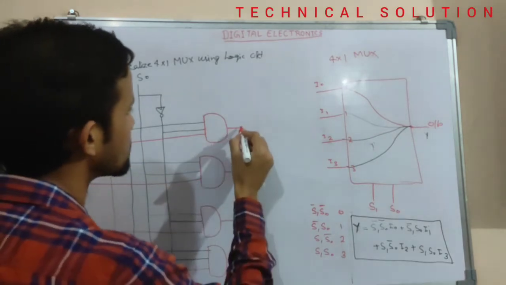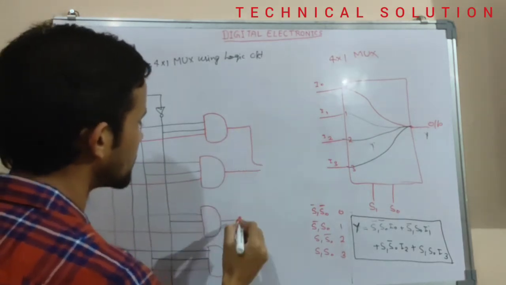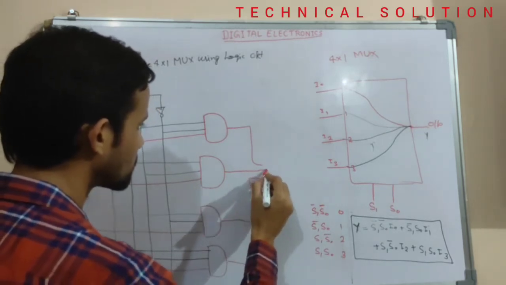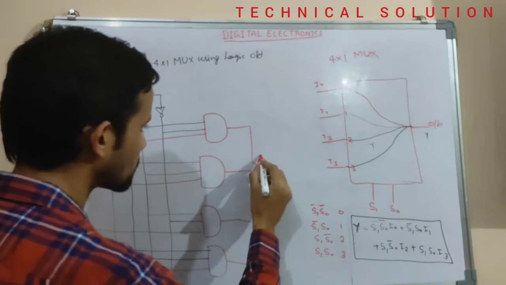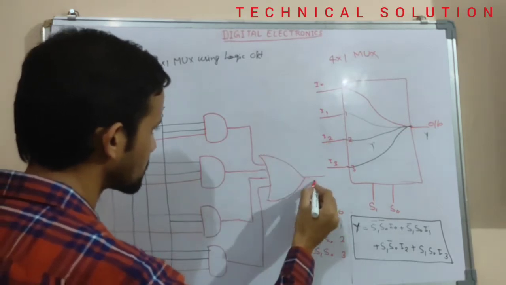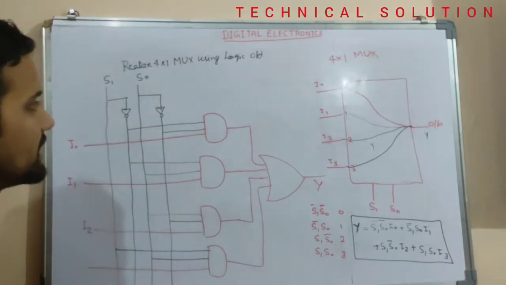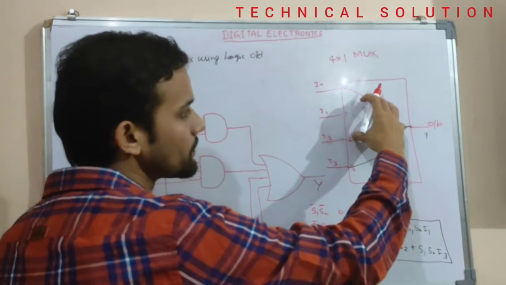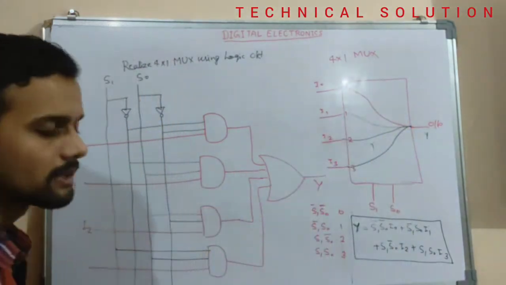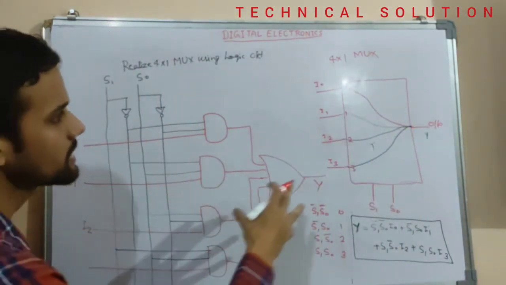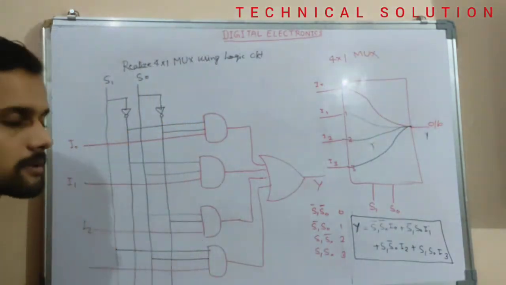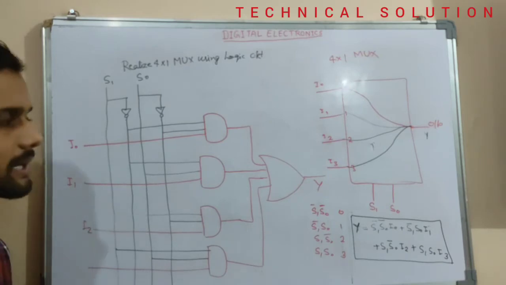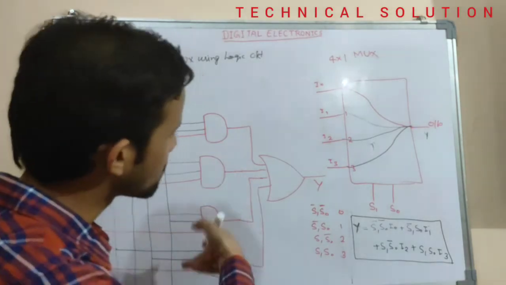And these are all summed by an OR gate. This is the output. So basically this is the logic circuit which is present inside the mux. This is the representation of a multiplexer, and this is the logic circuit inside it. So this is the realization of a 4x1 mux using a logic circuit. We can realize any mux using this logic circuit.